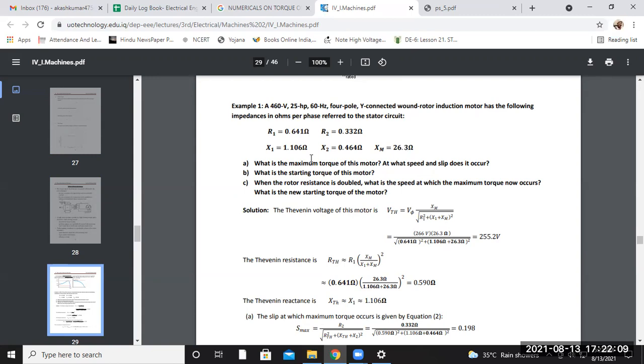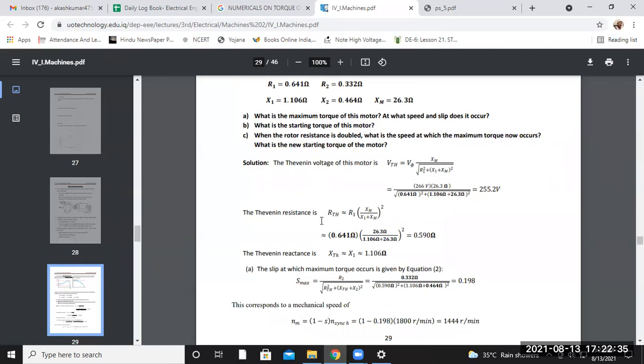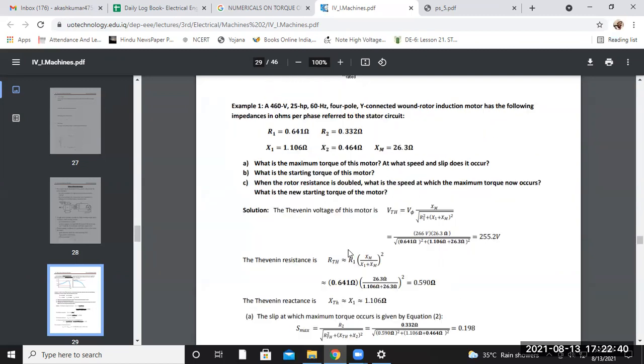Then X1 is 1.106 ohm, and XM is 26.3. By putting in the values and doing the mathematical calculation, you will get a value of 255.2 volt. Now, if we want to find the Thevenin resistance of the induction machine, RTH is approximately equal to R1 times the square of XM divided by (X1 plus XM).